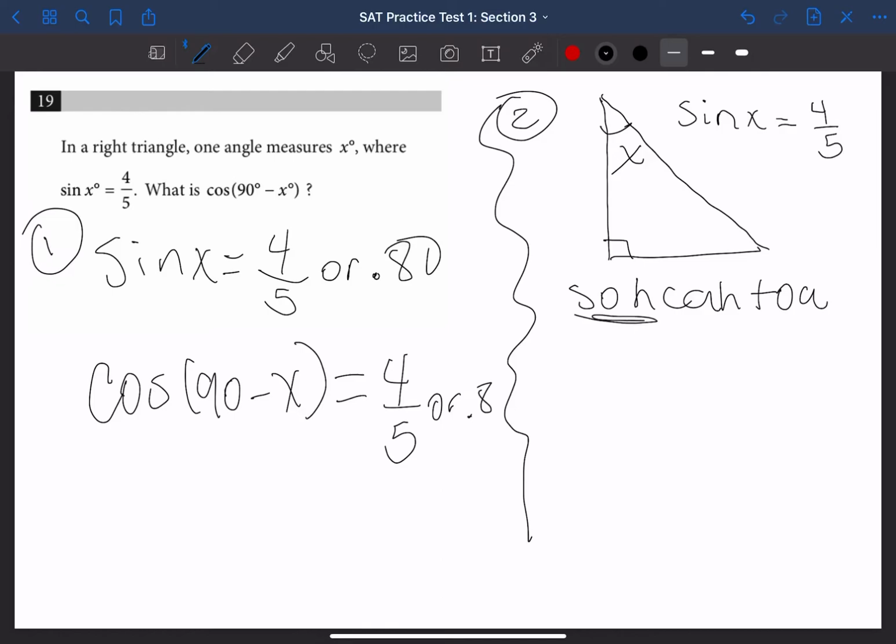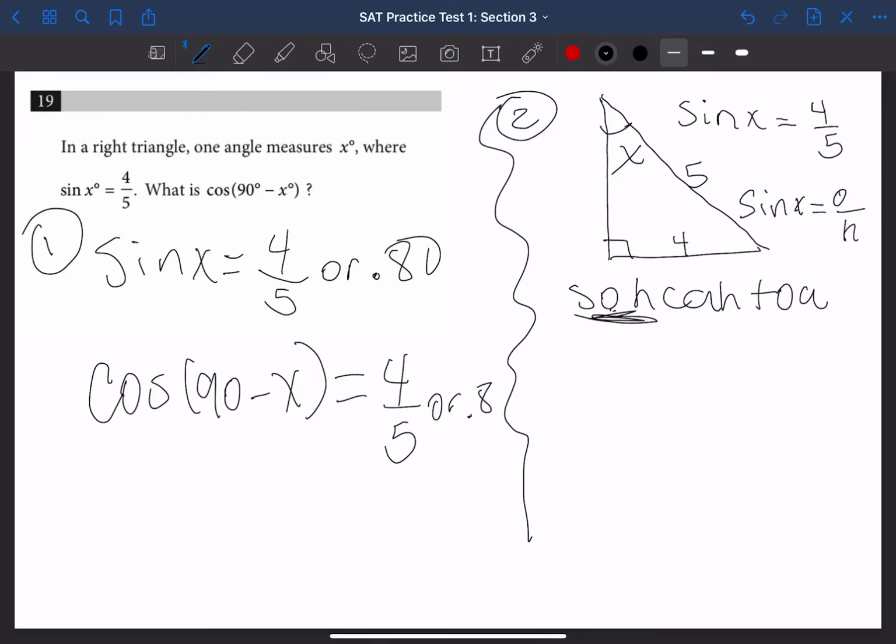Sine of any angle is the opposite over the hypotenuse. So that means it's opposite over hypotenuse right here. The opposite of x is going to be right there, so that's 4, and my hypotenuse is the diagonal line, so that should be 5. That's what we have right now.